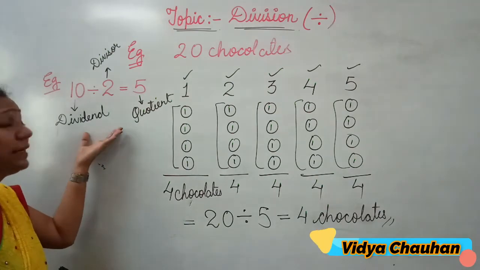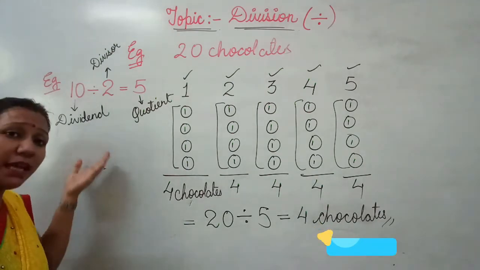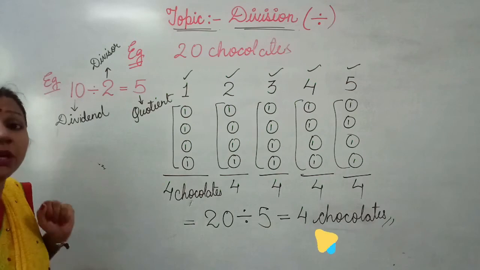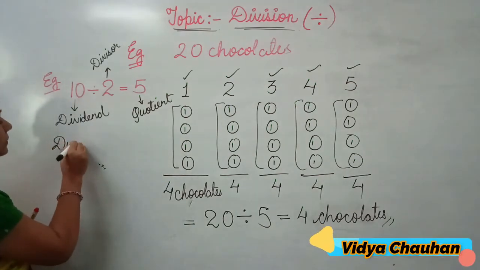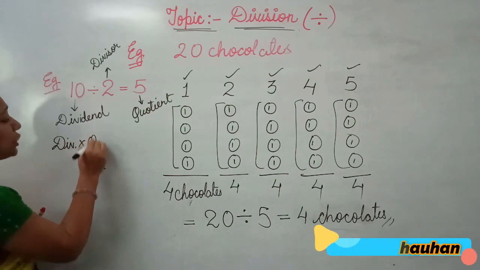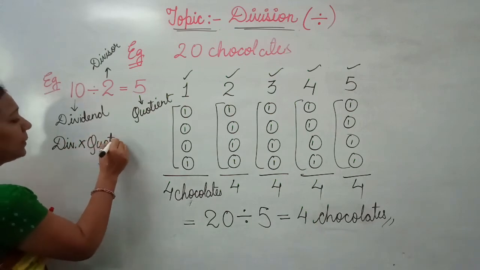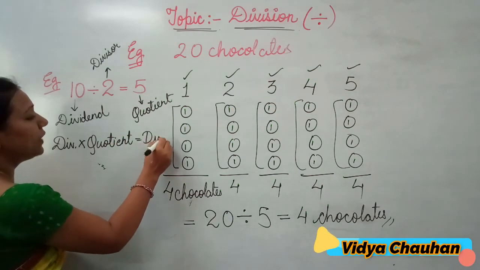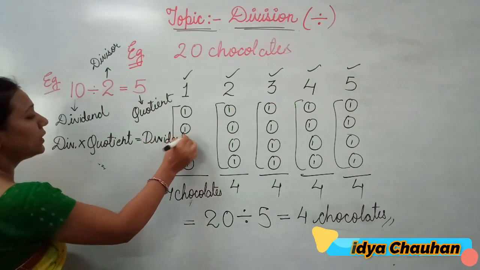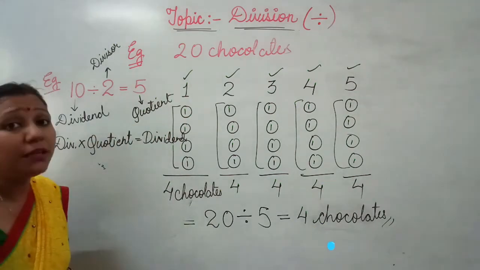Now, if it is being said that you have to express the same term in the multiplication form, what you have to do? You have to multiply the divisor with quotient. So divisor multiplied by quotient will give you the value of its dividend. What it will give you is the dividend.